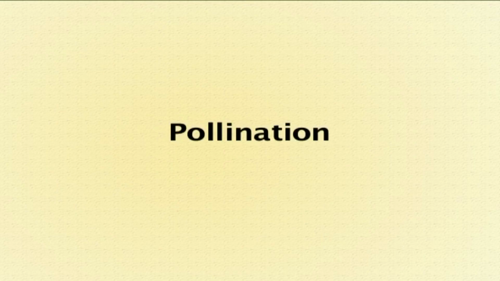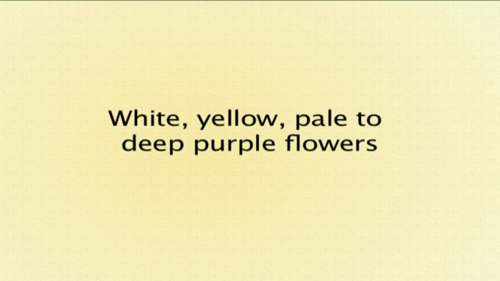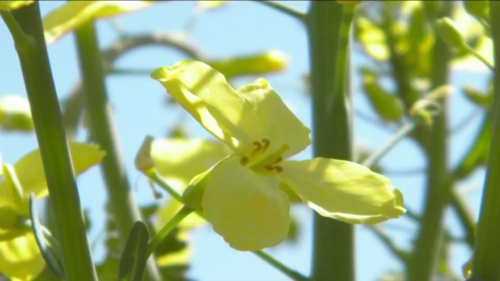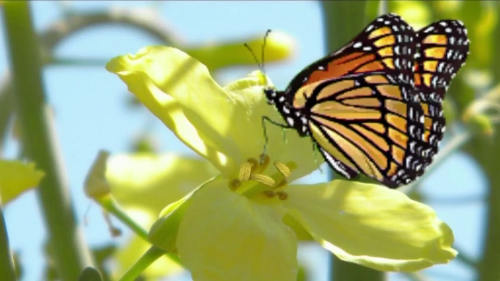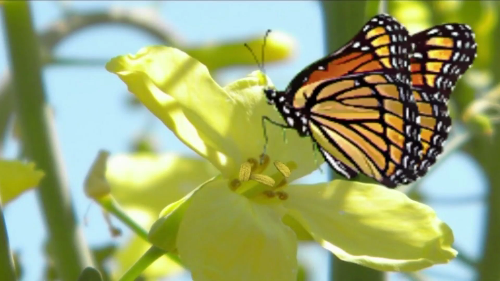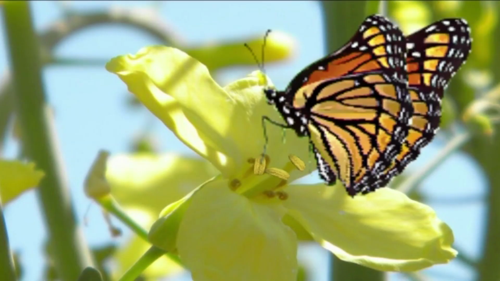Now, something about the pollination system, modes of pollination in Brassicaceae. The flowers of Brassicaceae are frequently white in color, or they can be yellow or pale to deep purple. That's why they are often pollinated by insects like bees, flies, butterflies, moths, beetles, for which the main attraction is the nectar in the flowers.